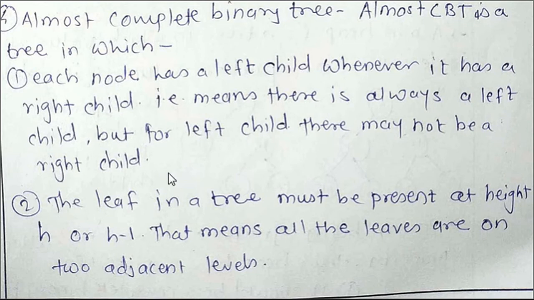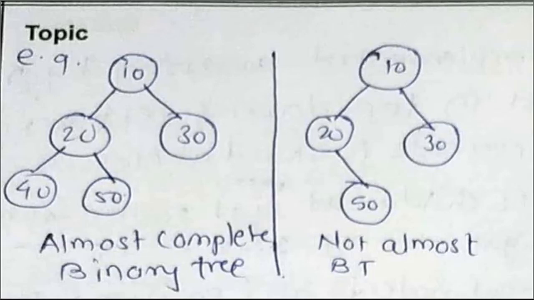The second important property of an almost complete binary tree is that the leaves in the tree must be present at height h or h minus 1. That means all the leaves are on two adjacent levels. Here we are going to see the difference between a tree that is an almost complete binary tree and one that is not. As I have already told you, this is an almost complete binary tree. The reason is that whenever it has a right child, it necessarily has a left child. But you can see in this example, it has a right child but doesn't have a left child. So this is not an almost complete binary tree.